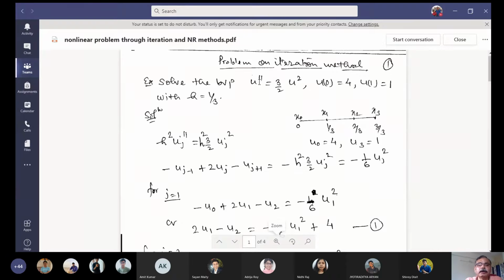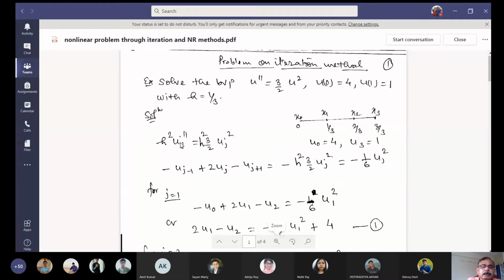So here is one example: u double prime equals 3 by 2 u square, with boundary conditions u0 is 4 and u1 is 1. Let us take h equal to 1 by 3, and the domain is 0 to 1, so the points are 0, 1 by 3, 2 by 3 and 3 by 3, that is 1. At 0 and at x3 both values are known: u0 is 4 and u3 is 1. How will we discretize? We'll multiply h square on both sides and then write the central difference approximation for u double prime.